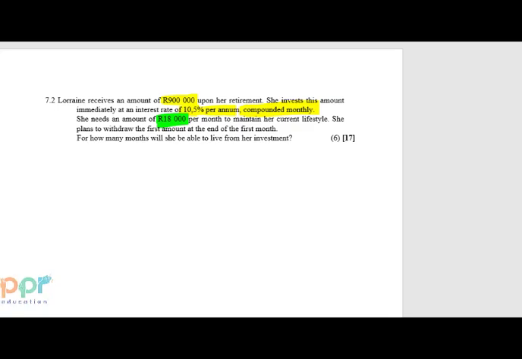The amount she receives acts as a present value. I have to use the present value formula. It's PV is equal to x lower monthly, 1 minus (1 plus i) to the power of minus n, all divided by the interest rate. We want to know for how long, for how many months she can withdraw.